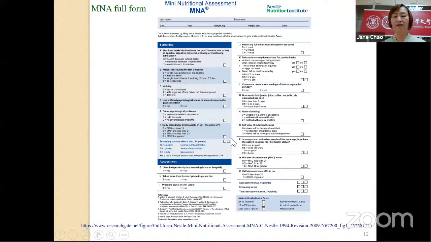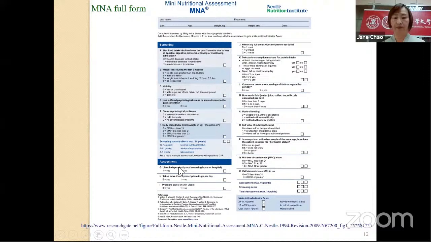So if the total subtotal score is between 12 to 14 points, you are at normal nutritional status. If the score is 8 to 11 points, that means you are at risk of malnutrition, or if the score is 0 to 7 points, that's malnourished. So if the score is less than 12 points, you will go to the assessment part.